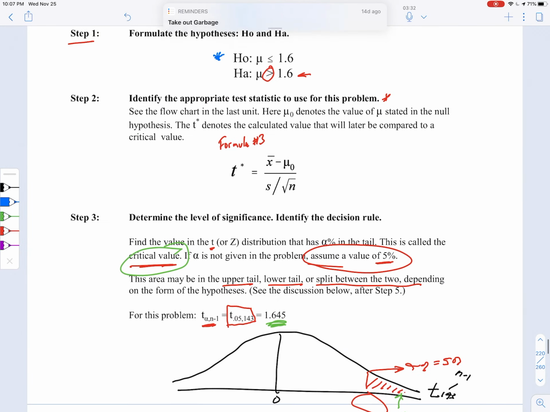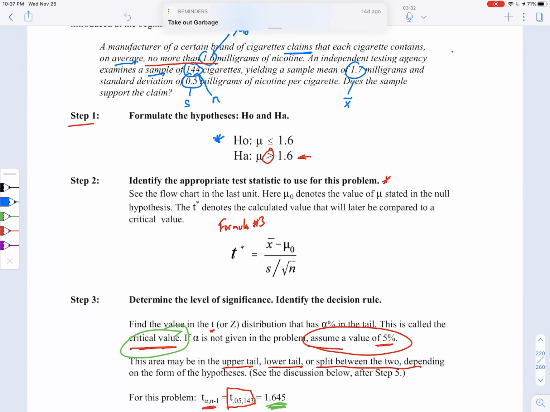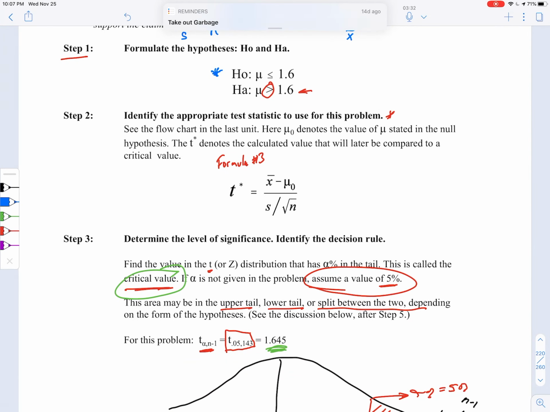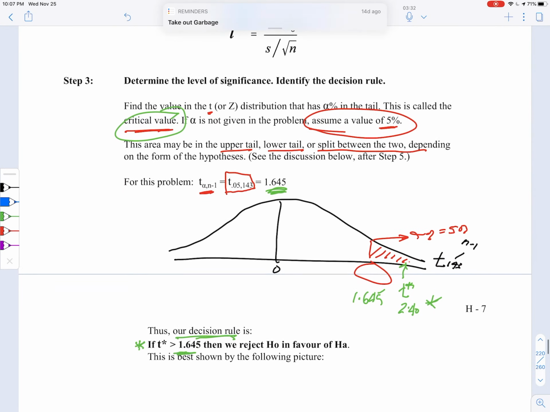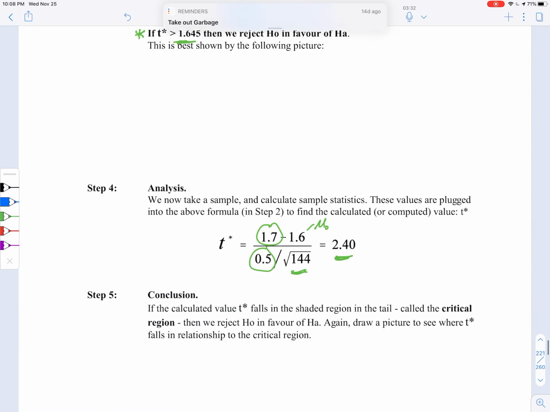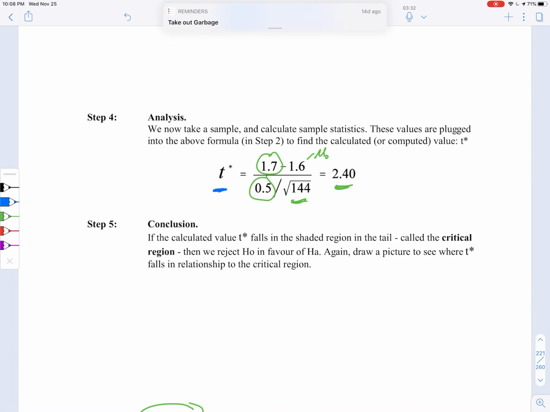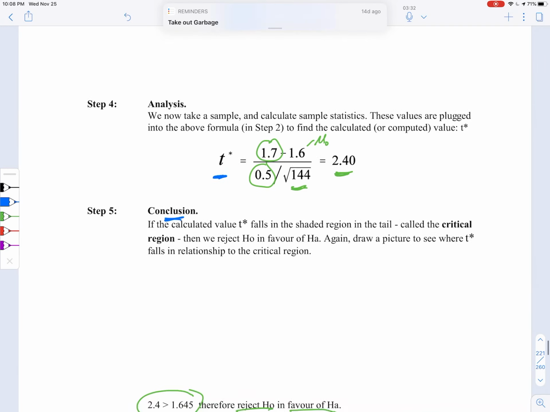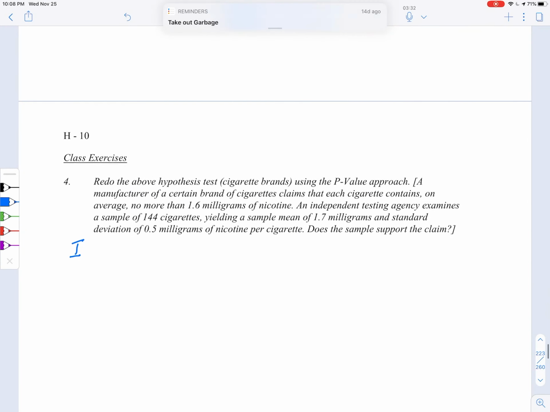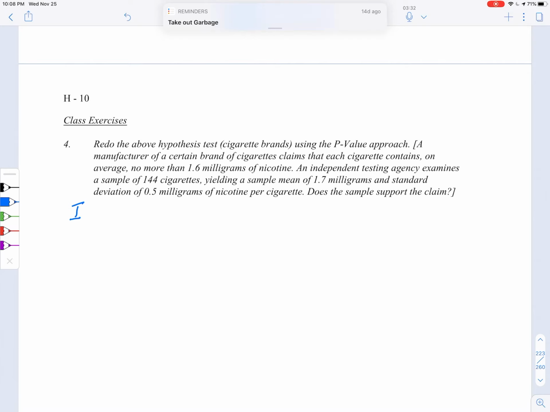Step number 1, let's go back here and just take a look at the steps again. Step number 1 is our H0 and our HA right here. Then we go to our formula sheet, and step number 3 is going to be a little bit different here. It's our decision rule. Then we're going to do our computation, and then we're going to do our conclusion. So let's do that using the p-value approach.